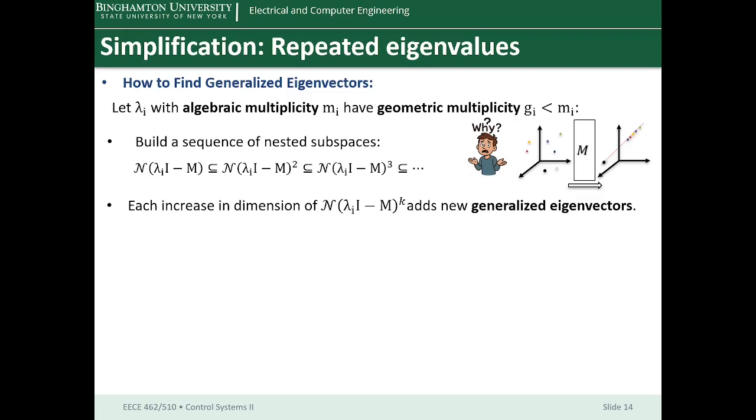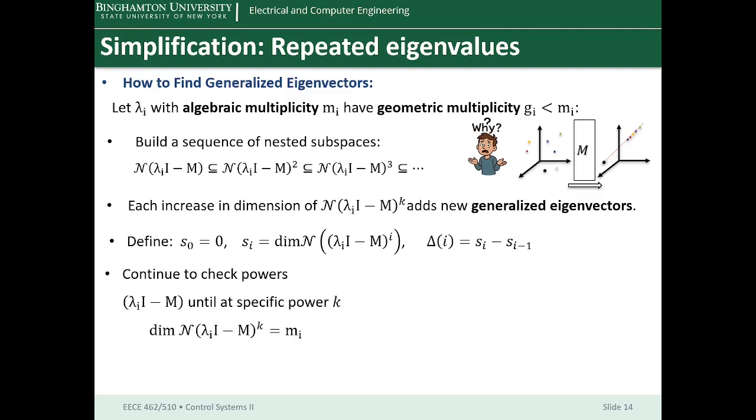So here's what we do. We start from the null space of λᵢI minus M. Then we compute the null space of its square, its cube, and so on. We track the dimension of each null space at every step. Let's call the dimensions S1, S2, S3, and so on. Then we define delta i at each step as the difference between two consecutive dimensions. For example, delta 2 equals S2 minus S1. Whenever this difference increases, that tells us a new generalized eigenvector has appeared.